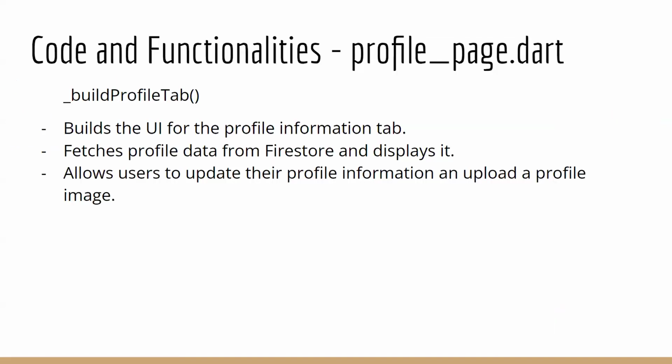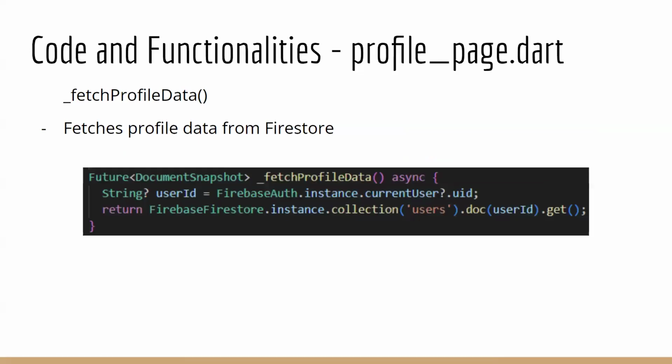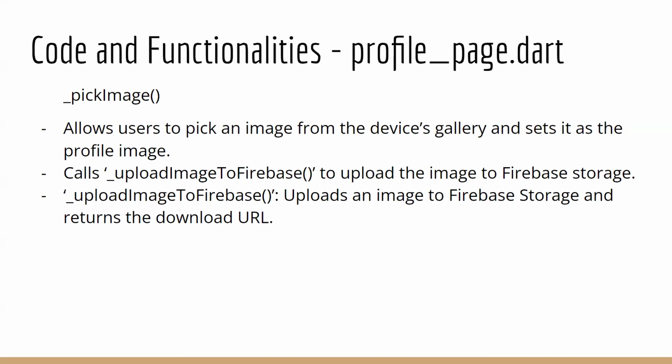There's a build profile tab method, which builds the UI for the profile information tab, fetches profile data from Firestore, and displays it. It also allows users to update their profile information and upload a profile image. This is the code for that. We have the fetch profile data method, which fetches the instance of the current user and what they have in their profile, and displays it.